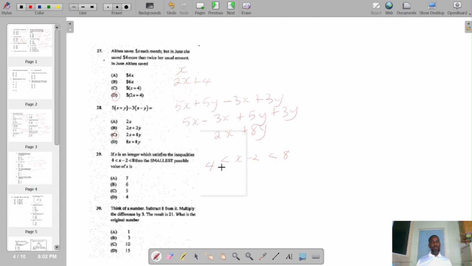Alright, if we choose 5, 5 minus 2 is 3, but 3 is less than 4, and it cannot be less than 4. And if we put 4, 4 minus 2 is equal to 2, and 2 is less than 4, so that cannot be in the answer either. So our answer here must be 7.